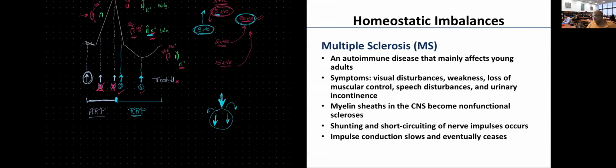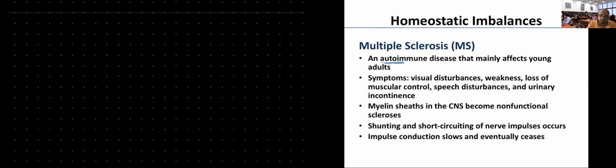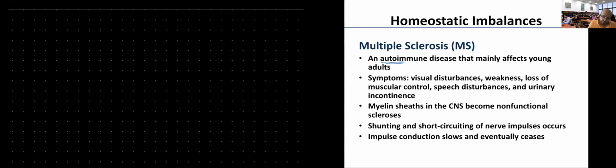All right, moving on to a homeostatic imbalance that is related to the nervous system, and this is multiple sclerosis. Multiple sclerosis, or MS, is an autoimmune disease. What I mean by autoimmune disease is a disease resulting from a misrecognition by the immune system of my body organs. So my immune system starts to attack my own cells. This is what we consider an autoimmune disease.